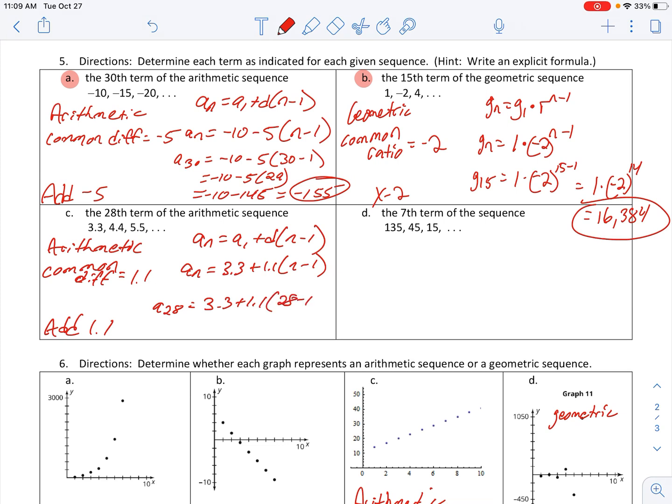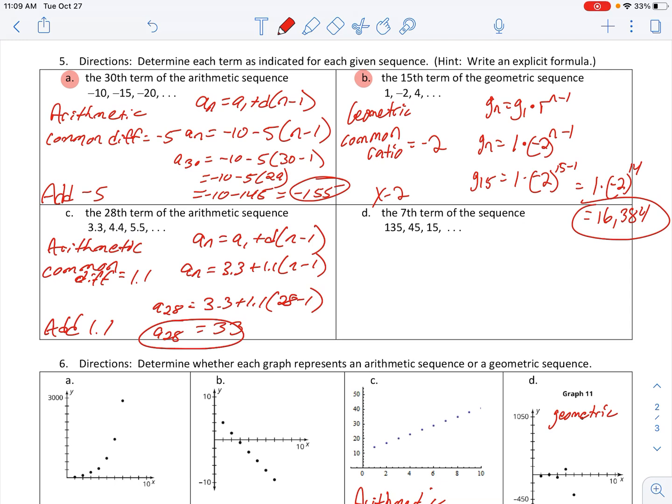In this case, we want to find the 28th term. So when I plug that in, it's just like what we've been doing. We're going to do 3.3 plus 1.1 times 27, and the 28th term turns out to have a value of 33.